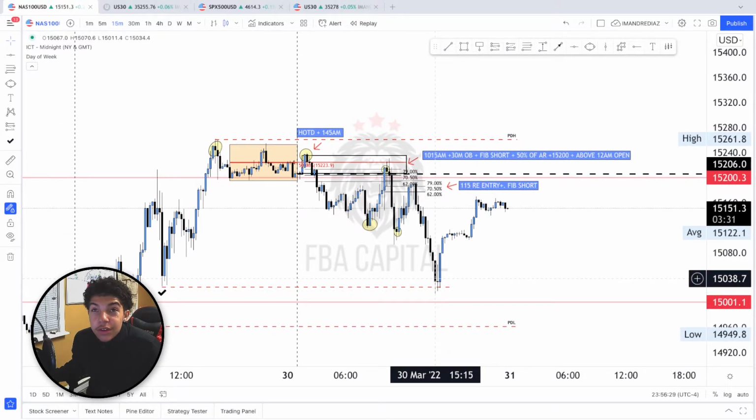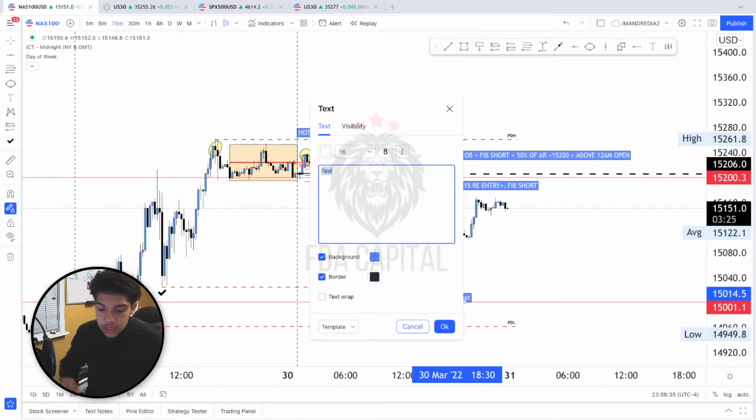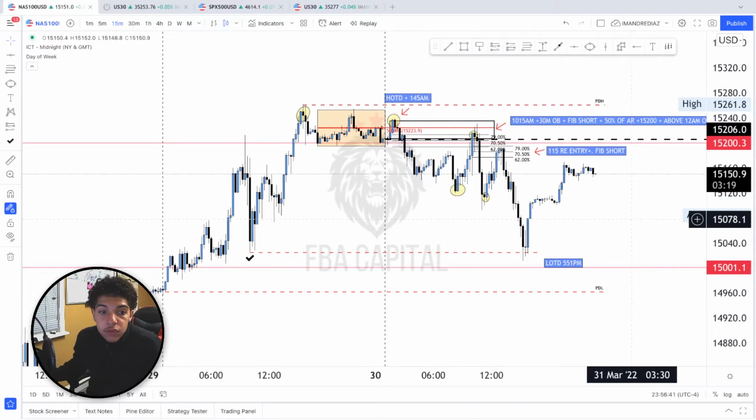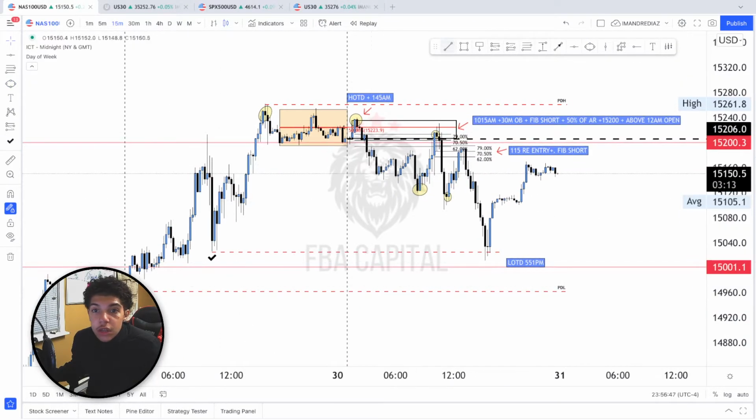At 15:15, which is about 5:15. We have the low of the day. So let's annotate that. So we have the low of the day at 5:15 p.m. And there's not very many confirmations for this, but if we do go back to that previous day's low now and draw our fib from that previous day's low to the high, we could potentially see if there was a fib move.